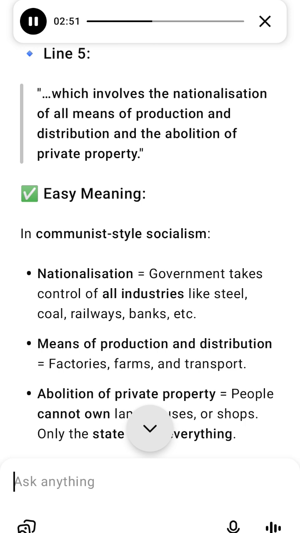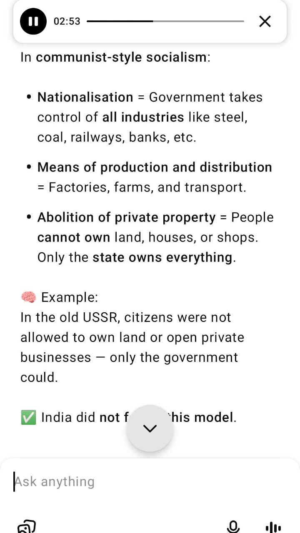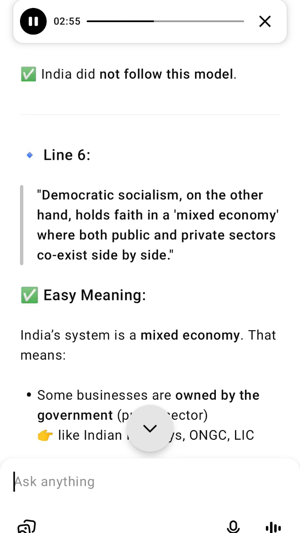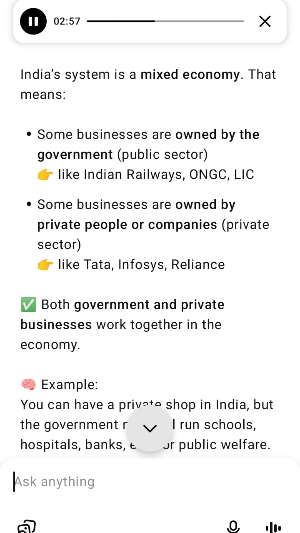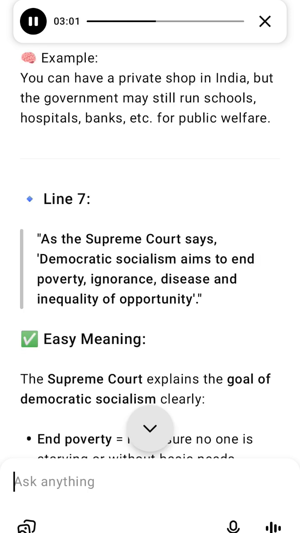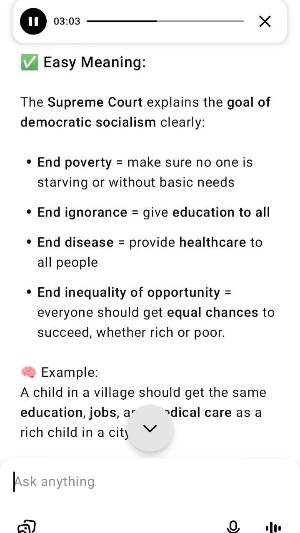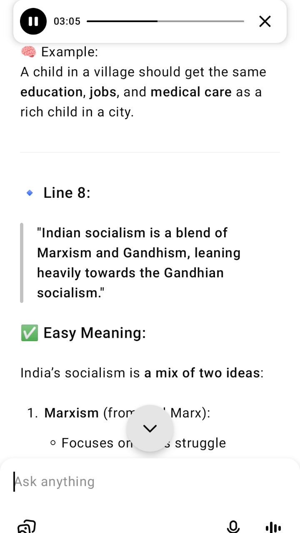6. Supreme Court's view on democratic socialism. The Supreme Court of India has said that the goal of democratic socialism is to end poverty. No one should go hungry or be homeless. End ignorance: everyone should get education. End disease: healthcare should be available to all. End inequality of opportunity: everyone should get equal chances in life. Simple: if two students, one rich and one poor, both get free and good education, that's democratic socialism.